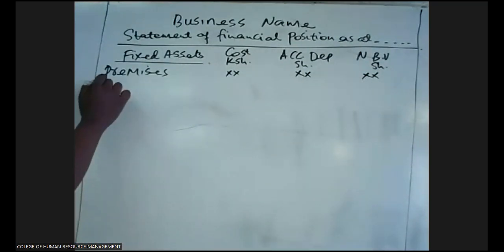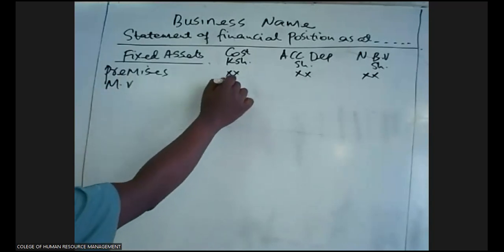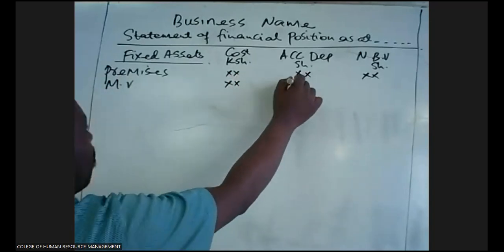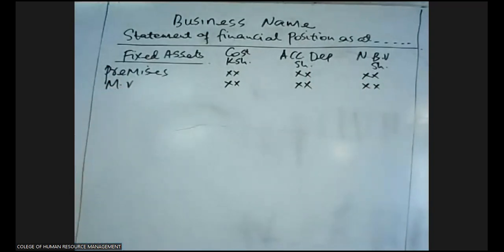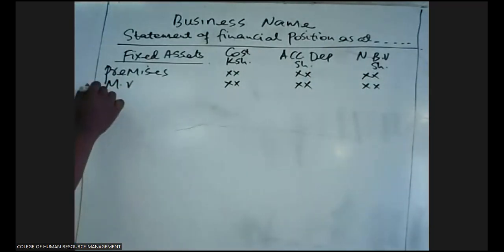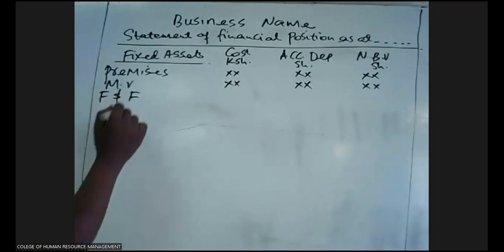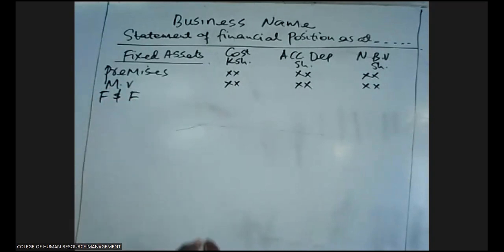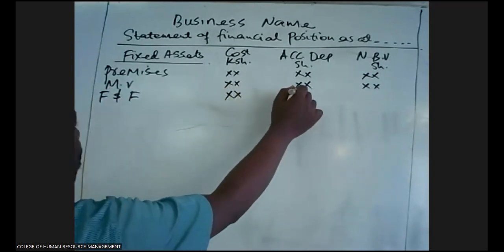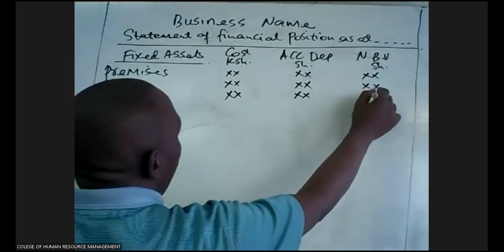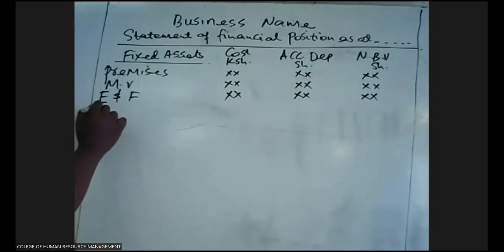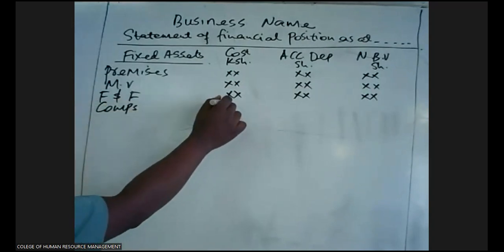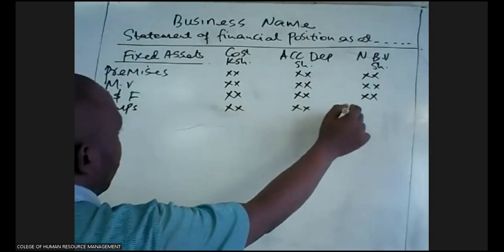You talk about maybe motor vehicle. How much was the acquisition cost? How much have they depreciated by? What is the remaining value, the net book value? You go capture furniture and fittings. What was the cost? How much is the depreciation? What is the remaining value? You also have things like the computers. The same thing.